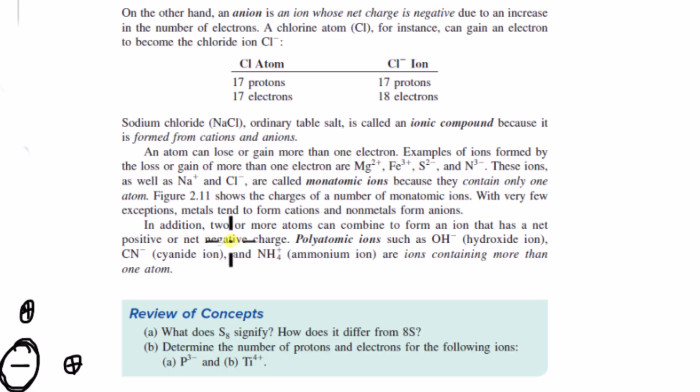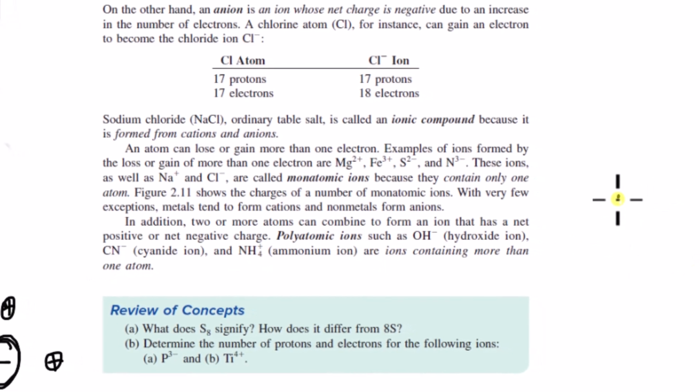In addition, two or more atoms can combine to form an ion that has a net positive or negative charge. So polyatomic ions like the hydroxide ion, cyanide, ammonium. These are polyatomic or diatomic, so cyanide and hydroxide would technically be diatomic. So ions containing more than one atom.